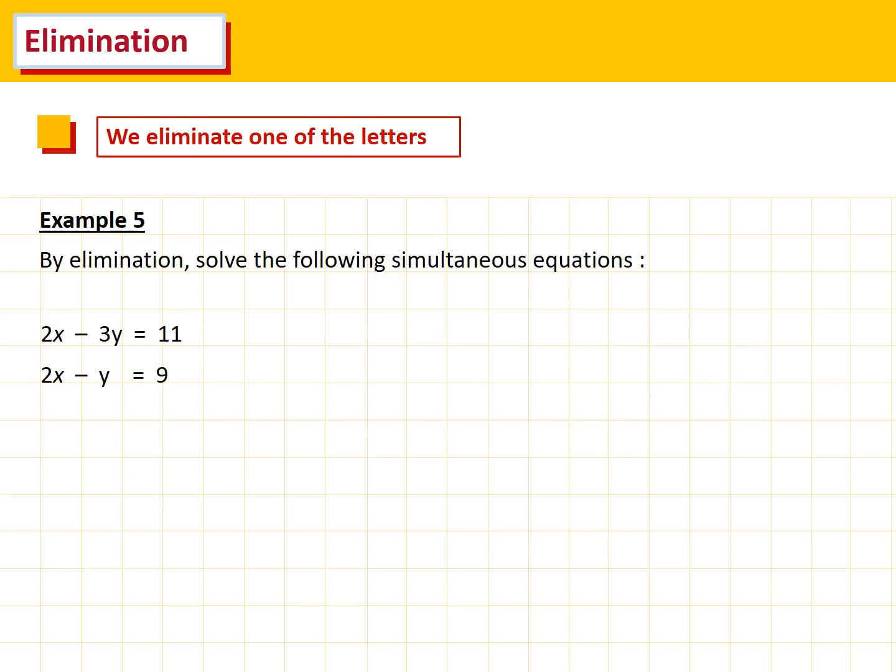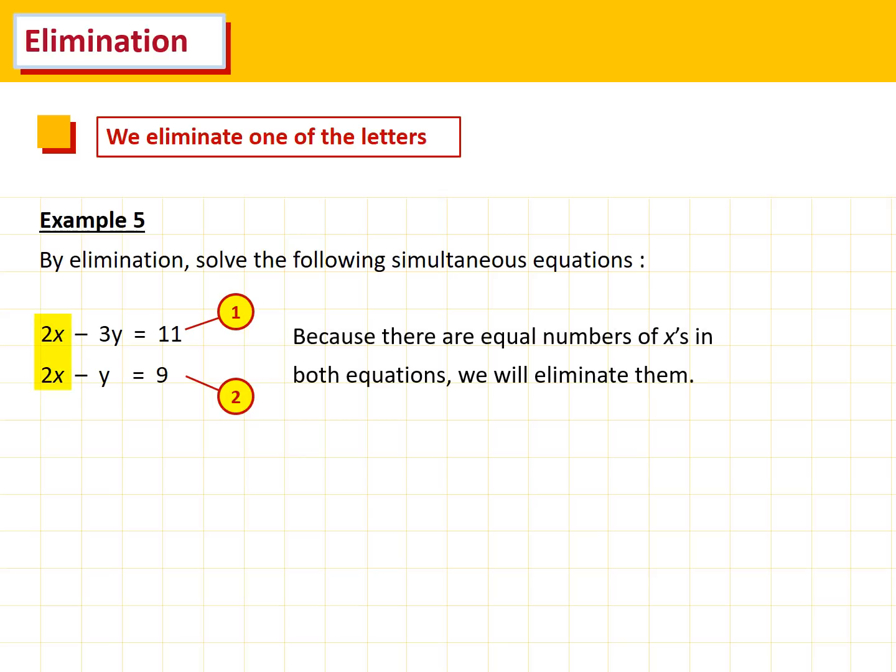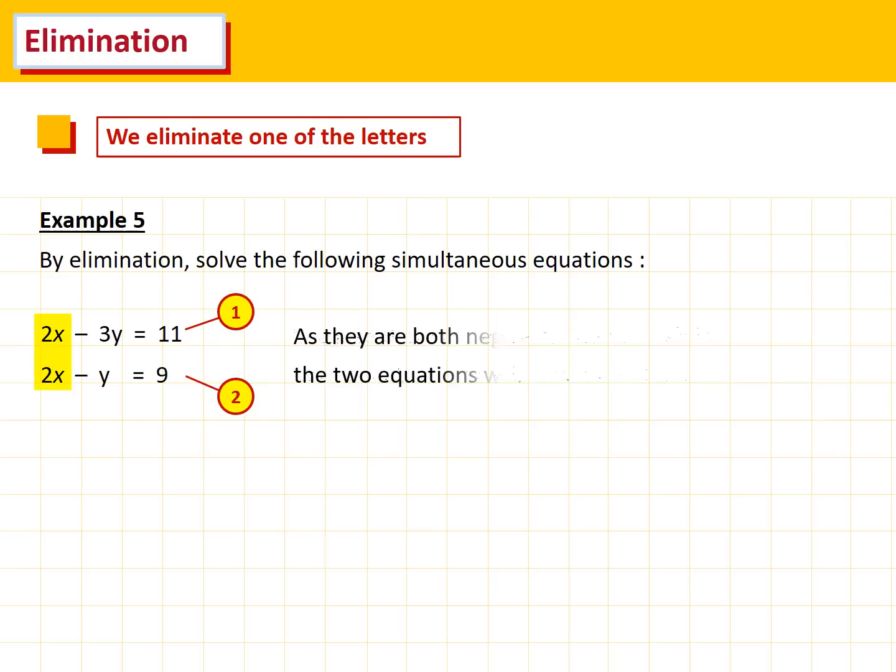And finally, one last example, example 5. We number the equations. Which letter has the same number? The x's. Are the signs the same? Yes, because it's positive 2x and positive 2x. When the signs are the same, we subtract the equations. When we subtract the equations, the x's disappear. Just be careful with the y's here.